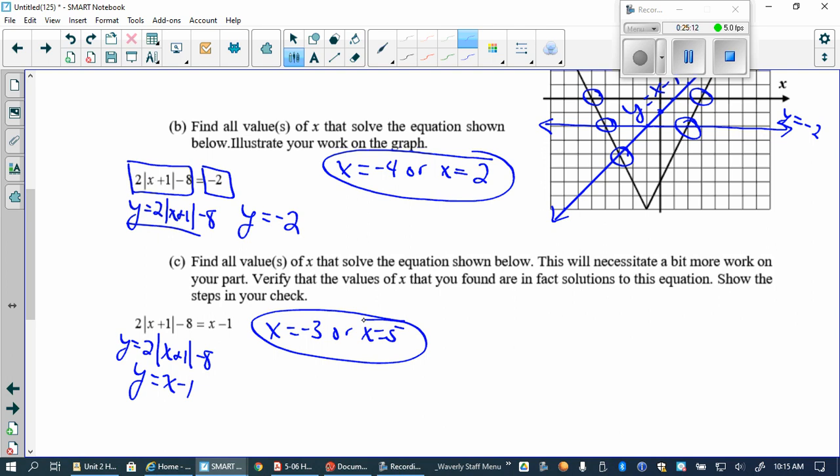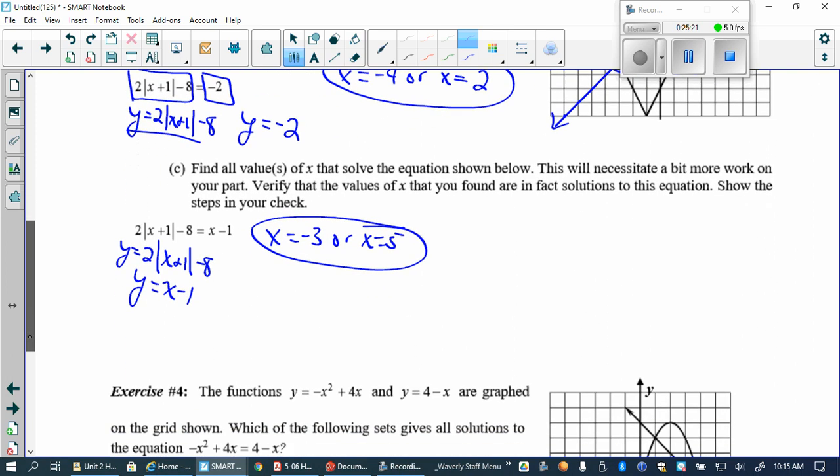If you're really curious, I'll let you check that on your own. That was the most unstraight word ever. All right, let's move down here.